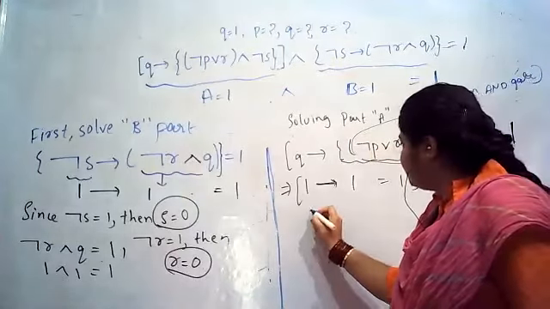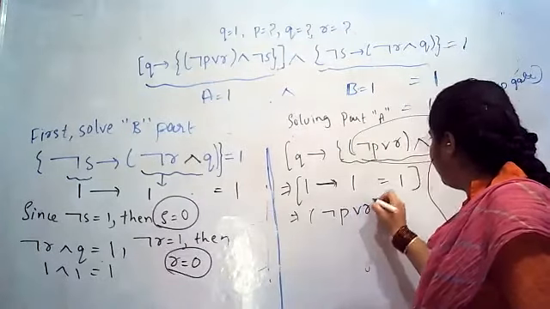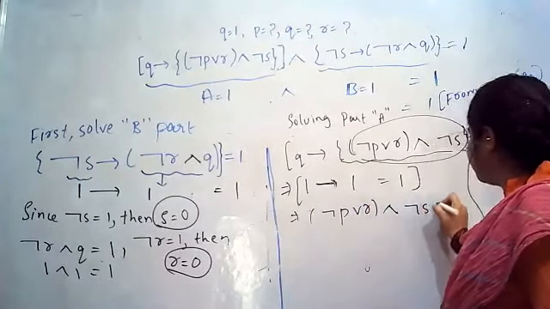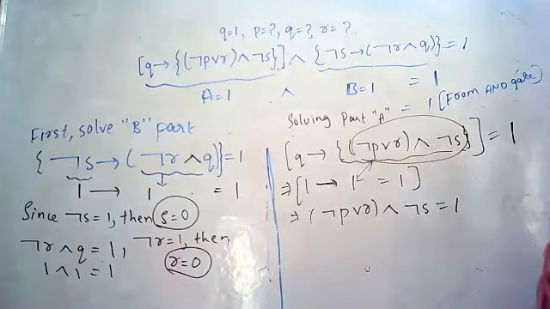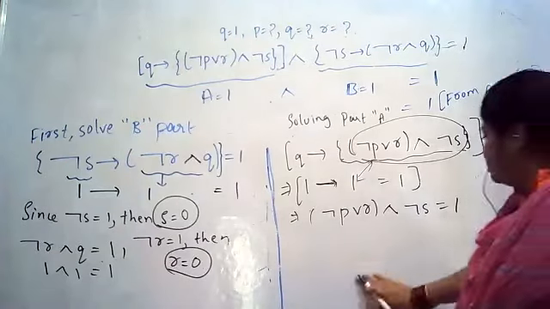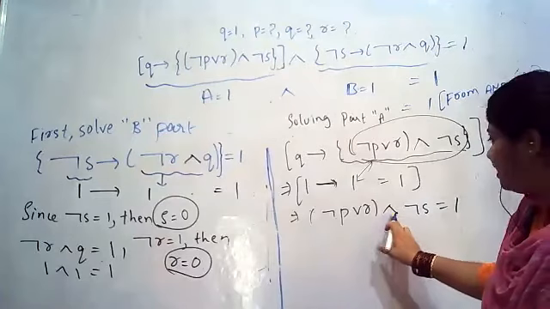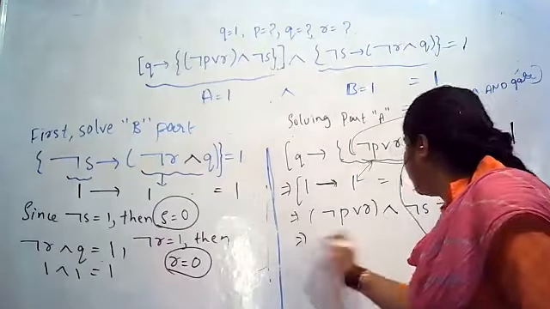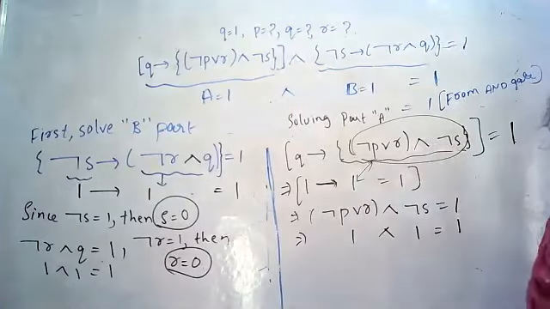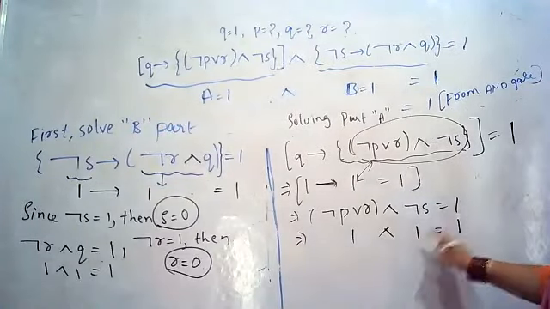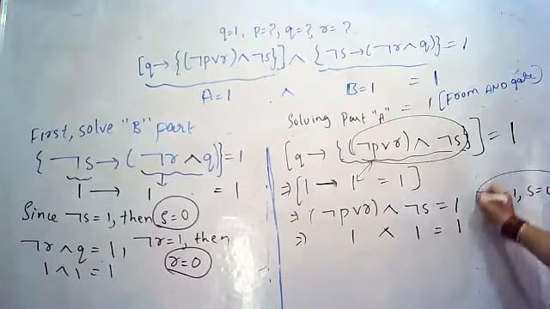See here. Negation P, disjunction R, conjunction of negation S is equal to 1. From this complete, okay. Now, this should be 1 definitely. Here what I have? Conjunction. Conjunction means what? Again, 1 and 1 I need to have. 1 and 1 conjunction.